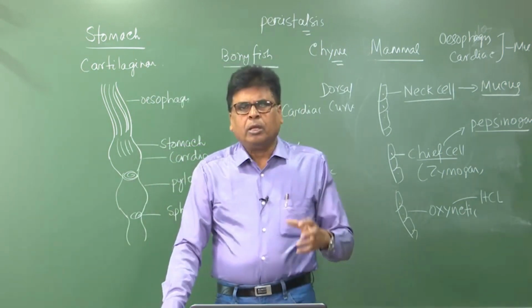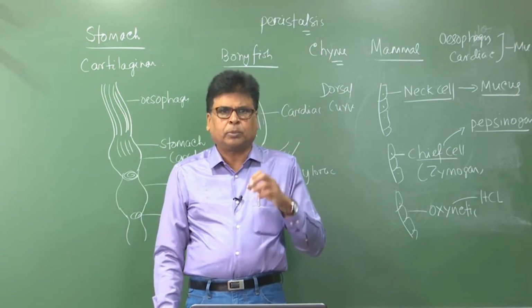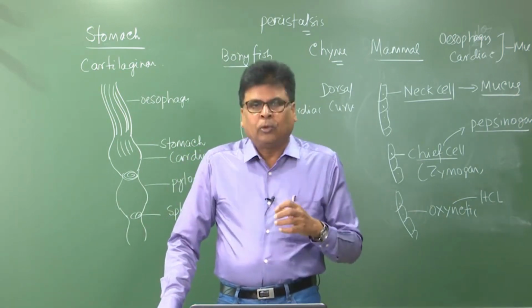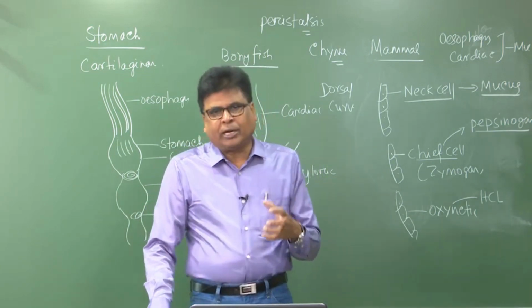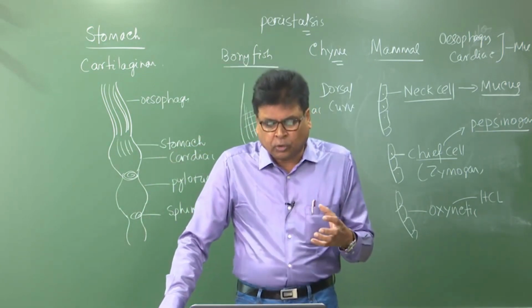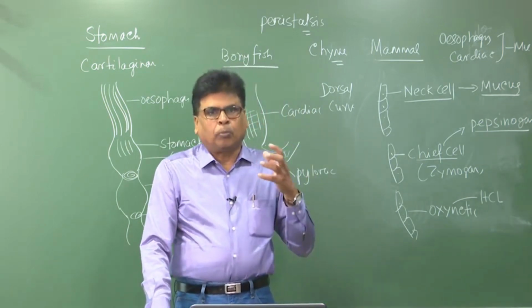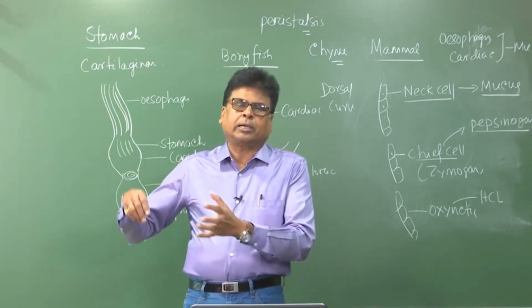Secondly, the most important cell present in the stomach is the G cell. It secretes one hormone known as gastrin. That gastrin also stimulates the secretion of the proenzymes. That will be discussed in a later session.